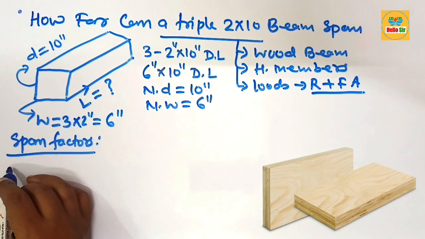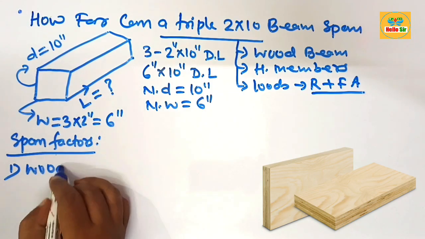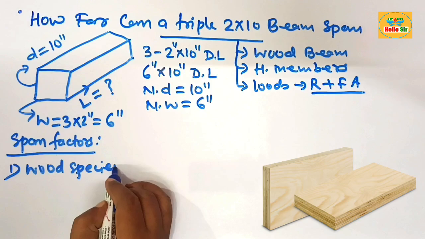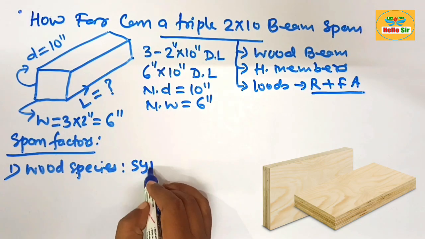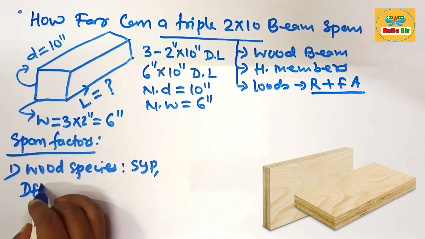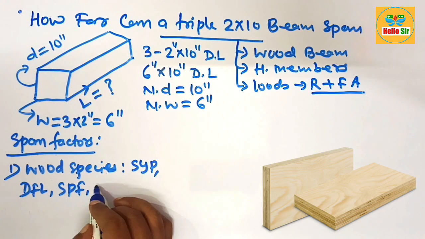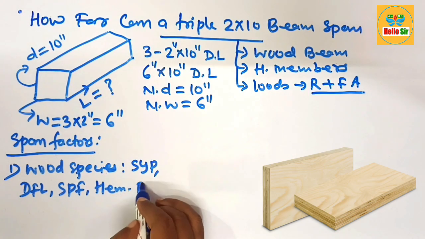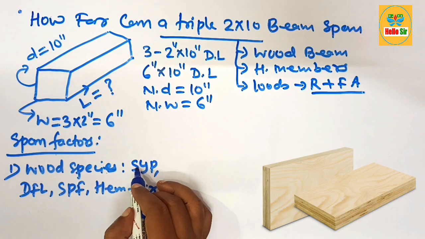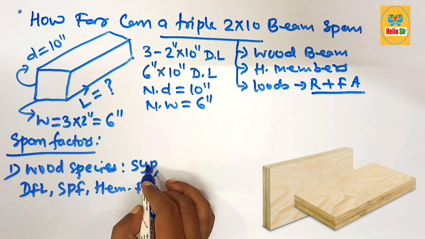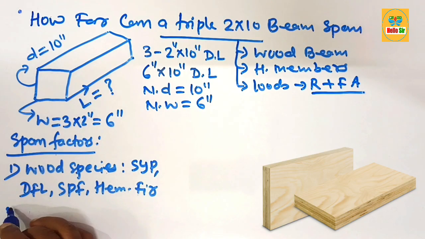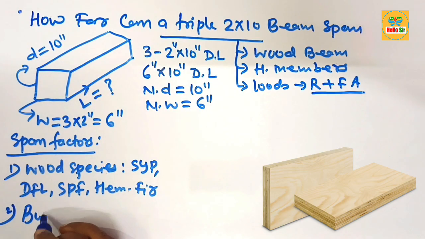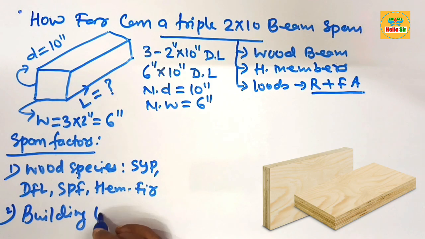What are the factors? The first factor is wood species. There are several wood species and grades, like SYP, DFL, SPF, and Hem-Fir, and the SYP, Southern Yellow Pine, is the strongest wood species, and it can span more distance compared to other species. The second factor is the building code in your area.